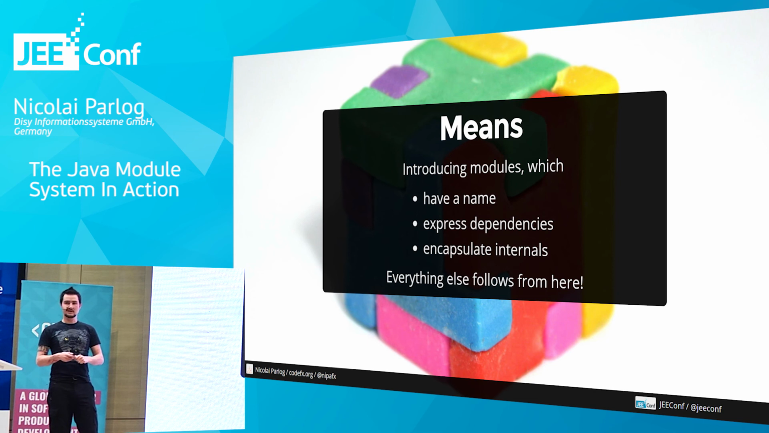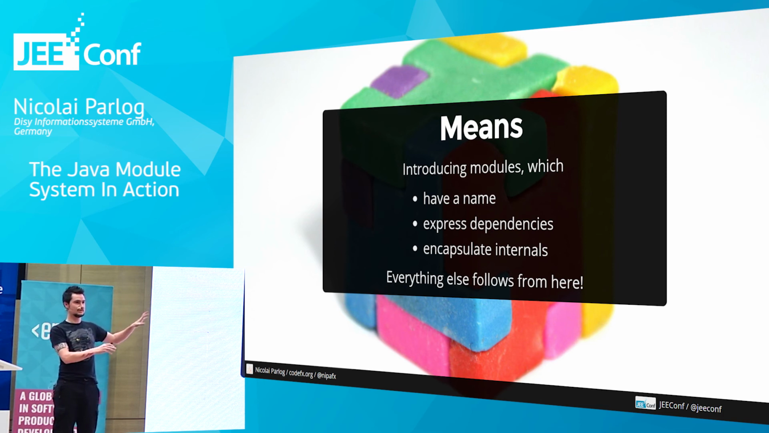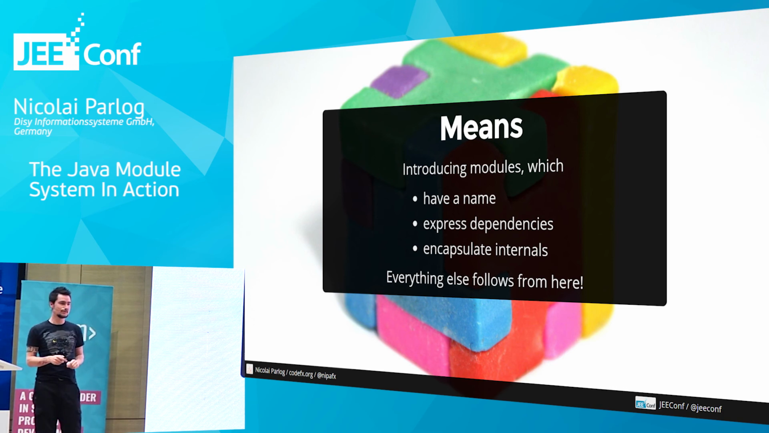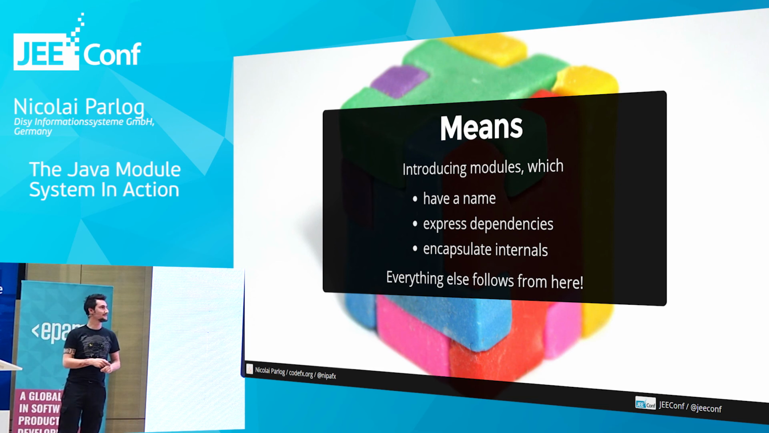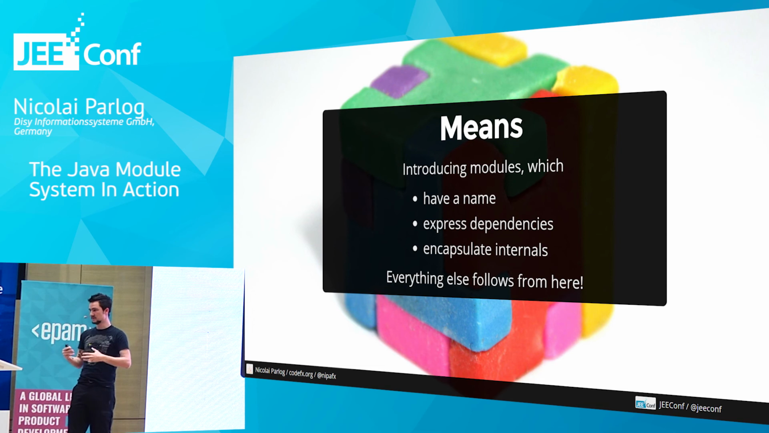Okay, if you remember nothing from this talk but one slide, make it this one. So this is how Java 9 will solve all the problems that I just talked about, or reach all the goals I just talked about. Actually, they will not solve all the problems. It will introduce modules, and a module has a name that the JVM actually understands. The module expresses what it depends on, and the module encapsulates its internals.